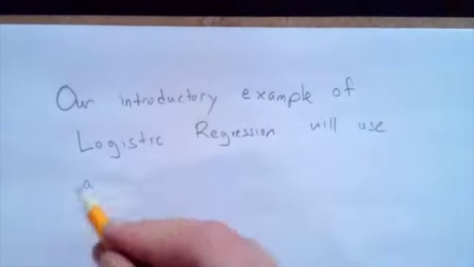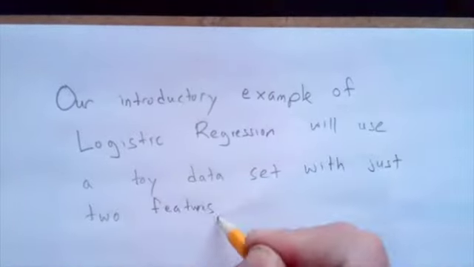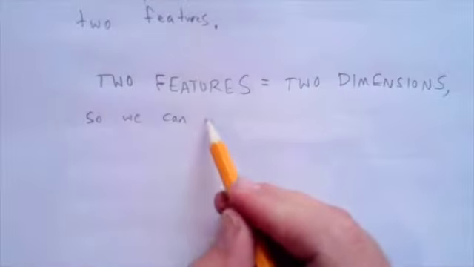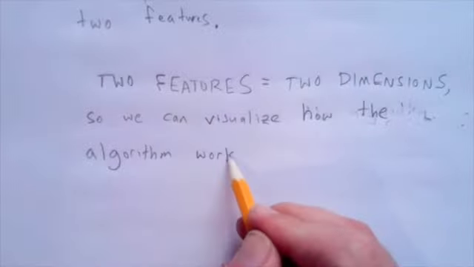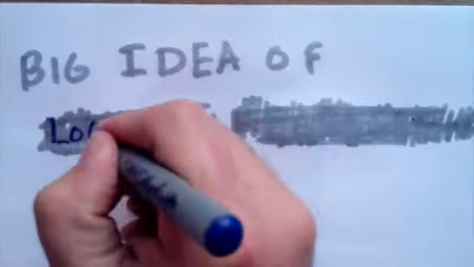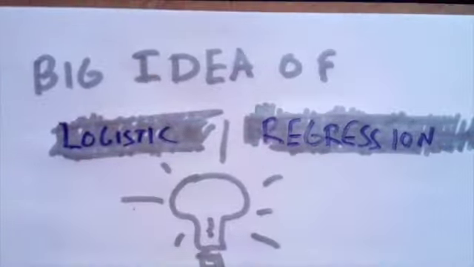the positive class. In our introductory example of logistic regression, we're going to use a toy data set with just two features. By having two features, we have two dimensions, so we can visualize how this algorithm works more easily. Now let's talk about the big idea of logistic regression. What is actually going on?